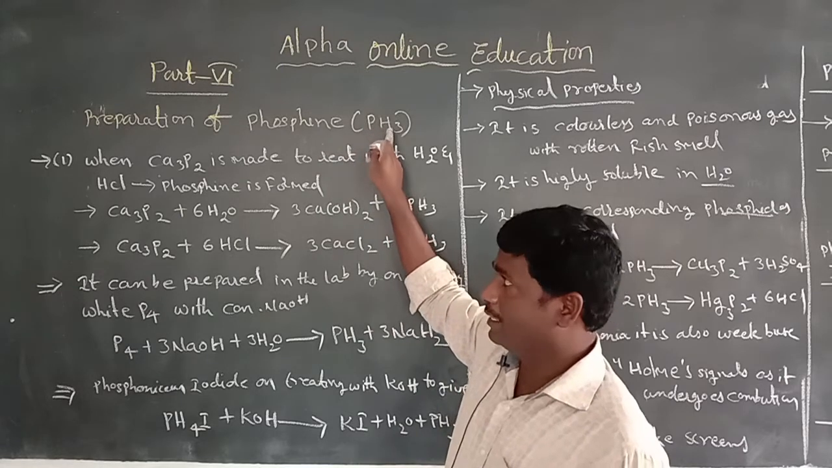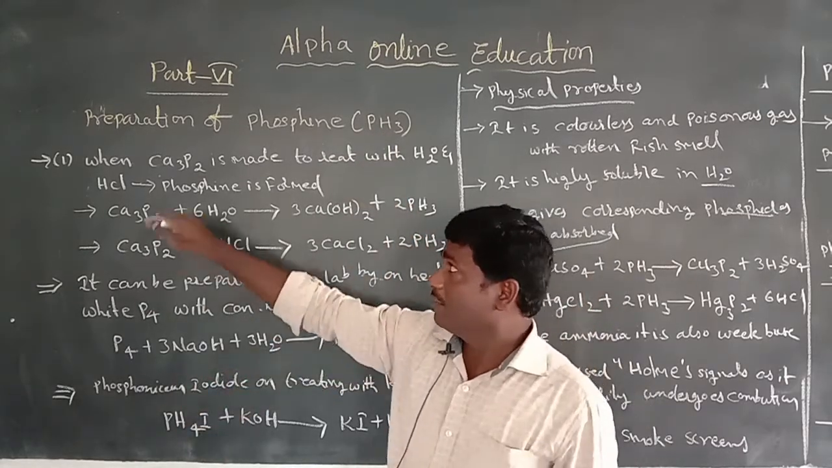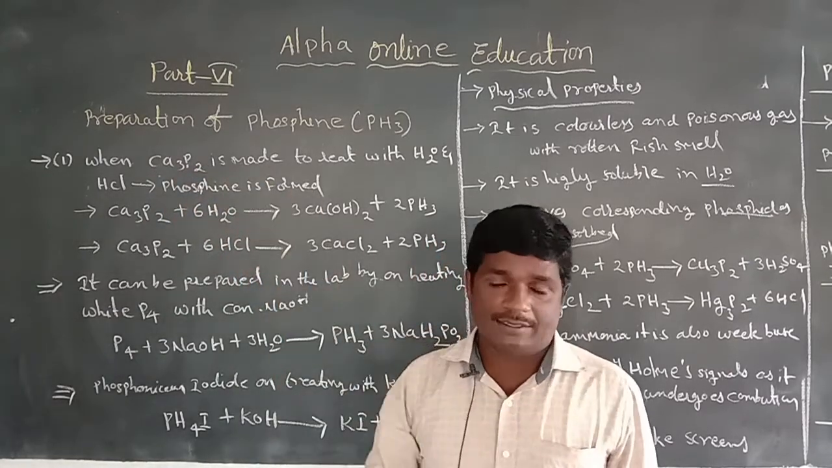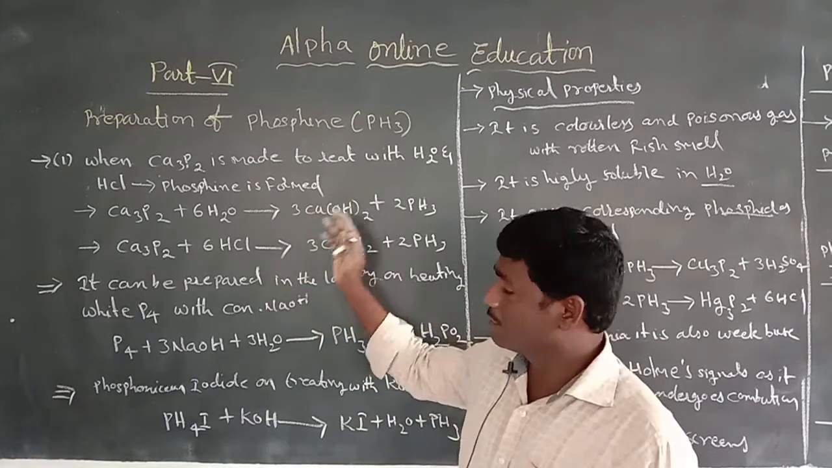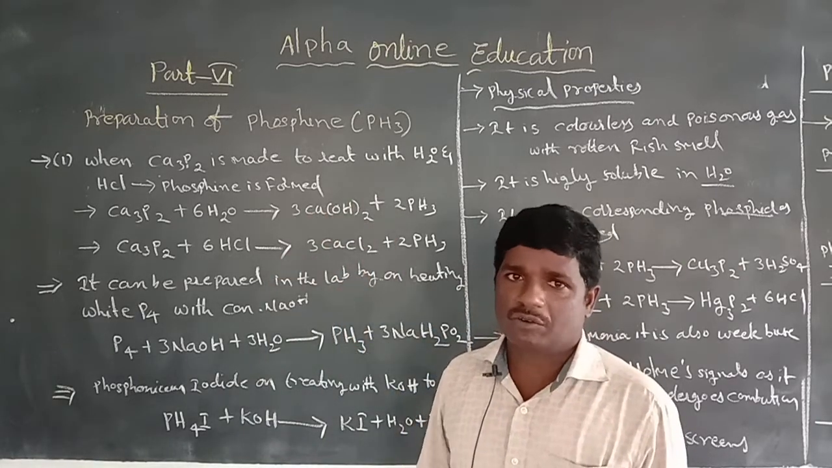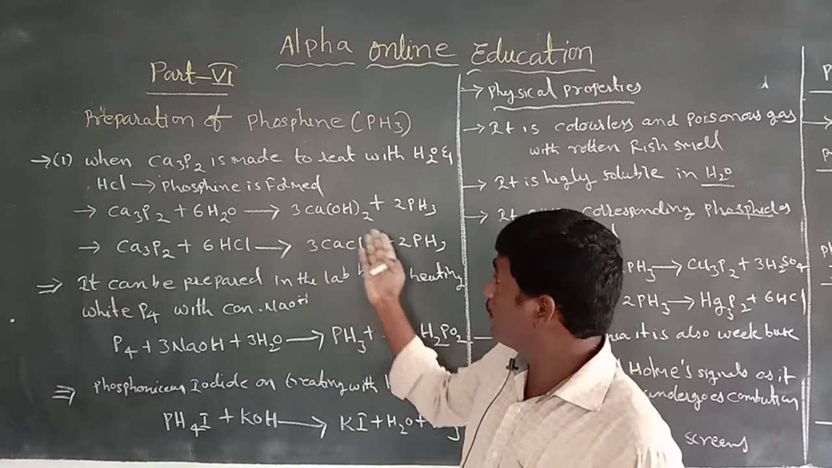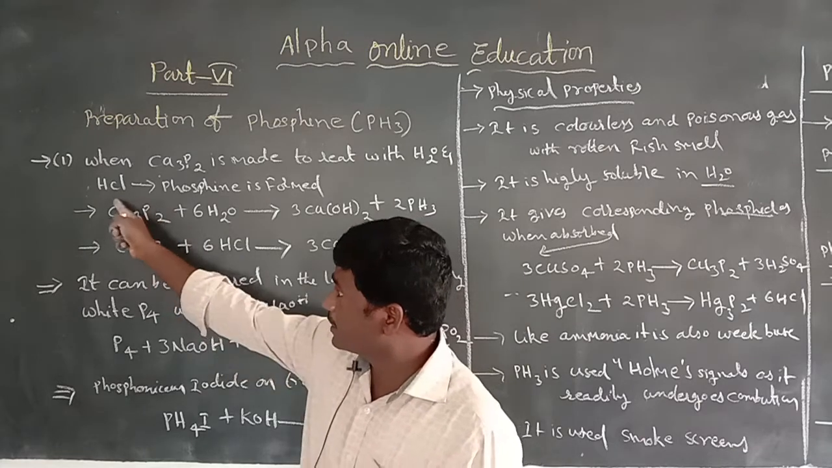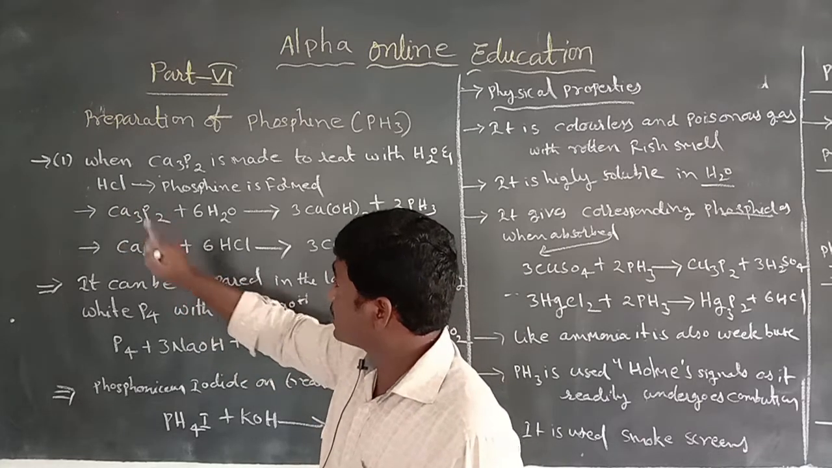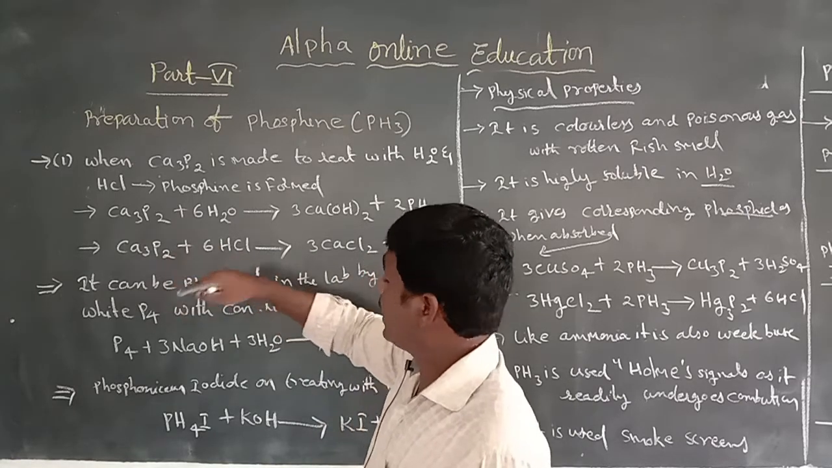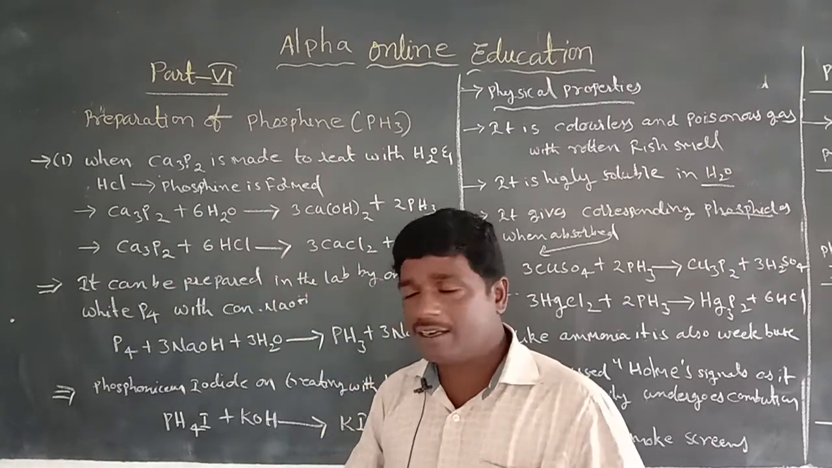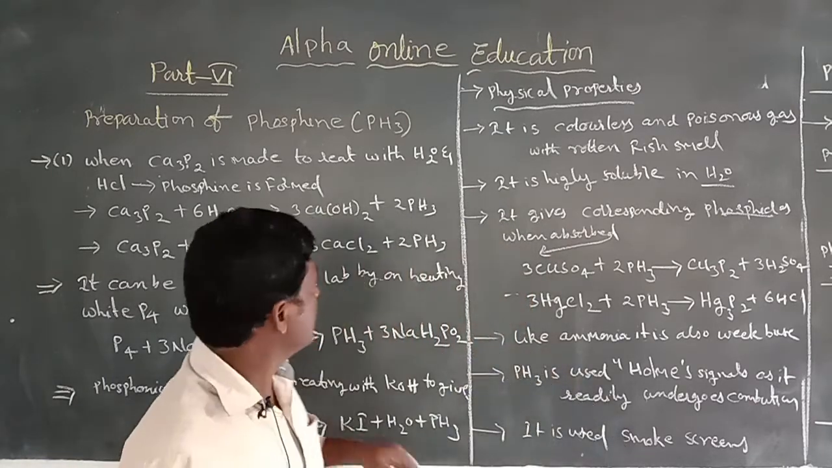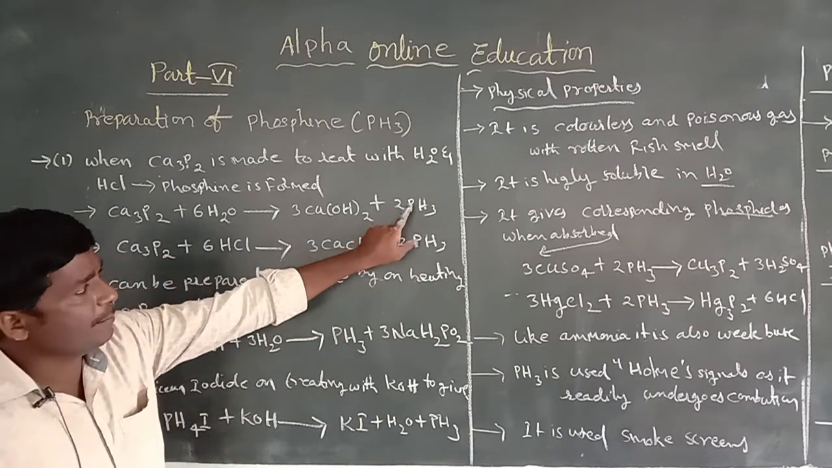Phosphine, general formula PH3. In the first preparation, calcium phosphide is made to react with a water molecule or hydrochloric acid. Then phosphine is formed. Calcium phosphide, Ca3P2, reacts with H2O or hydrochloric acid, and then phosphine, PH3, is formed.